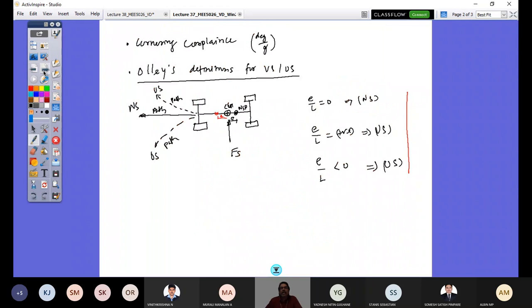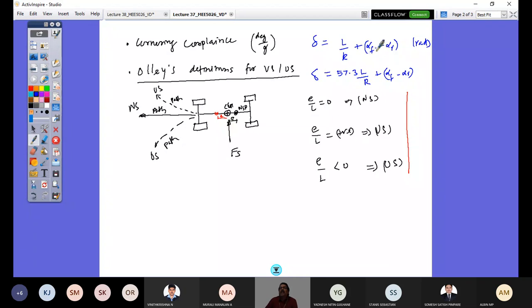Then we also looked at the bicycle model without suspension, where what was predominantly considered is cornering compliance. It is represented in degrees per g. You can understand this clearly because the steering requirement is given by L by R plus alpha F minus alpha R. This can also be represented in degrees. It is in radians; if it is to be represented in degrees, the slip angles should be in degrees, then it should be multiplied by the factor 57.3 times L by R plus alpha F minus alpha R. This is the steering angle requirement in your vehicle when you consider the bicycle model.